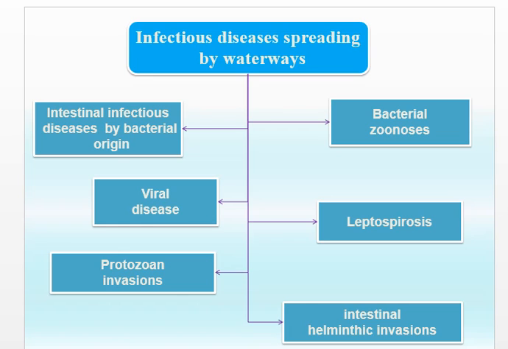The third condition: etiological agents of infectious diseases should get with this drinking water into the human organism. This condition can be realized by a breakdown in the process of water preparation technology at the water treatment station or in the first operation of the water supply system. On the monitor you can see infectious diseases spreading by waterways: intestinal diseases of bacterial origin, viral diseases, protozoal invasions, bacterial zoonosis, leptospirosis, intestinal helminthic invasions, and others.